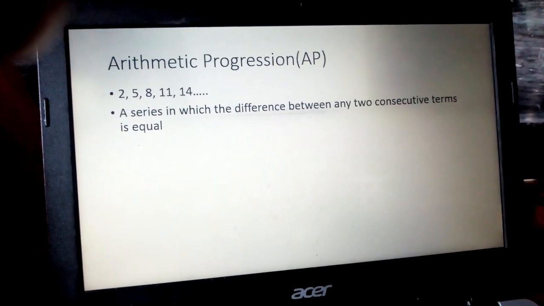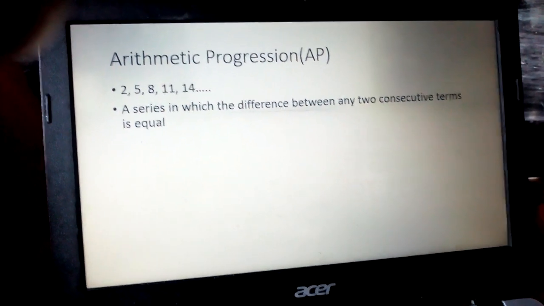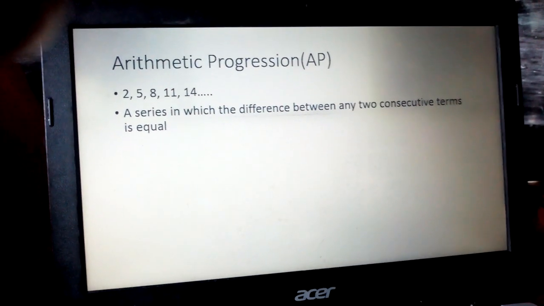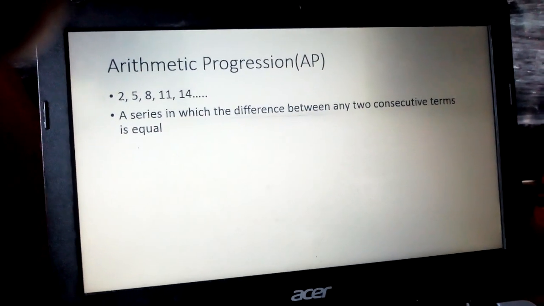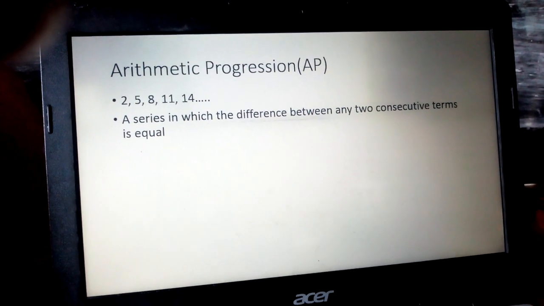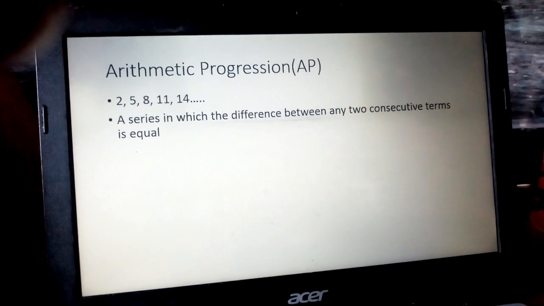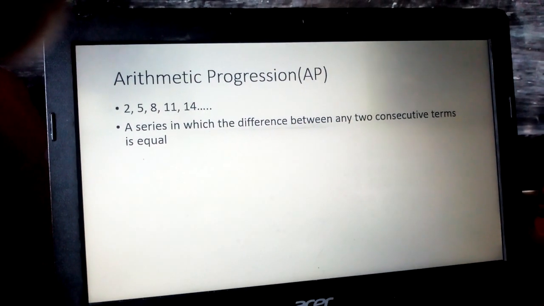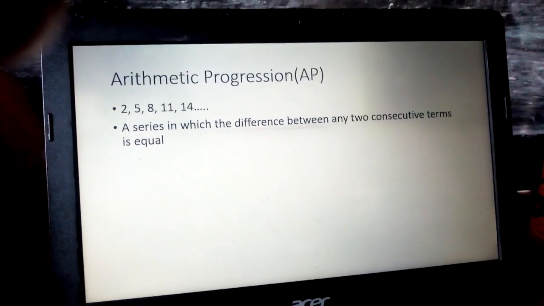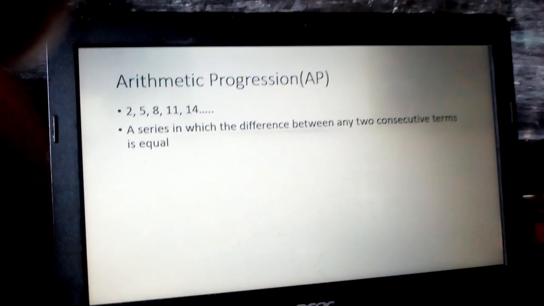So how do you find out whether a particular series is an arithmetic progression or not? You look at the difference between two consecutive terms. For every such pair, the difference should always be the same, which is the case in this particular series. 5 minus 2, 3. 11 minus 8, 3. 14 minus 11, 3. Is this okay?